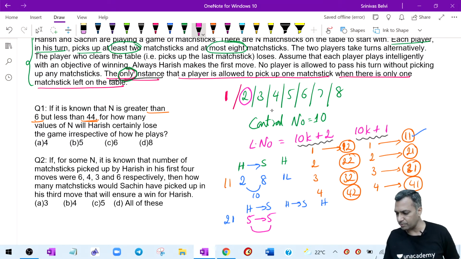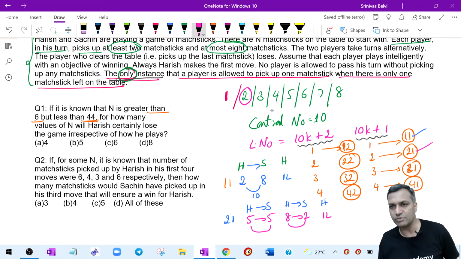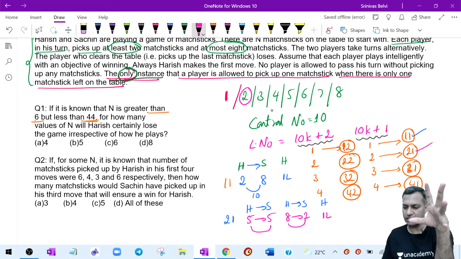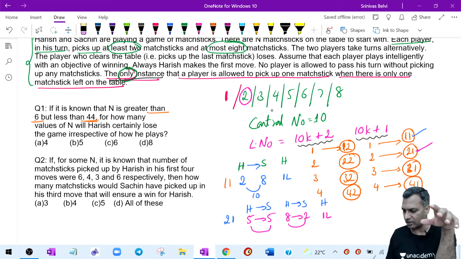Another set. Alright, Harish picks 8. Sachin picks 2. He says, okay, I control this. Fine. Then Harish comes and picks the remaining one and loses. That's the meaning of this particular number 21. Okay, made sense? Clear to everyone? I just took an example in case somebody had a doubt about what these control numbers are.